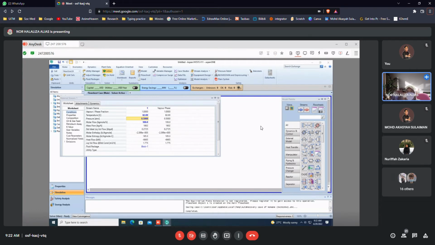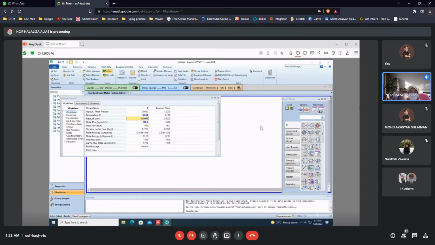So what will happen? Tadi ni vapor phase. Okay, 81 and then pressure masih sama. Okay, so you nampak dia berubah. Okay, so it means that even a slight change of the temperature can change the phase of the stream. Okay, ini yang kita akan panggil dew point ataupun bubble point.